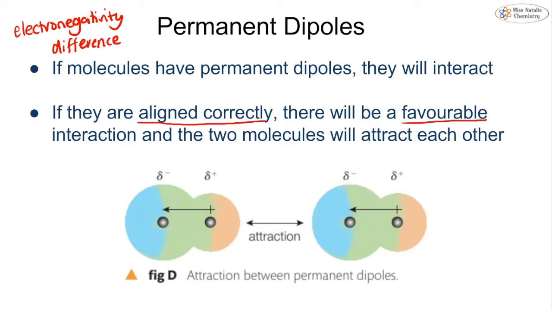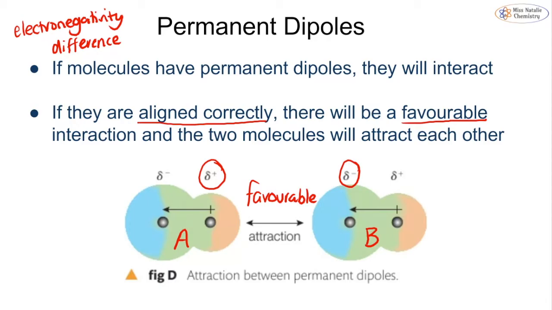interaction. So for example, the delta positive end of this molecule, let's call this molecule A, is attracted to the delta negative end of molecule B. This is a favourable attraction.